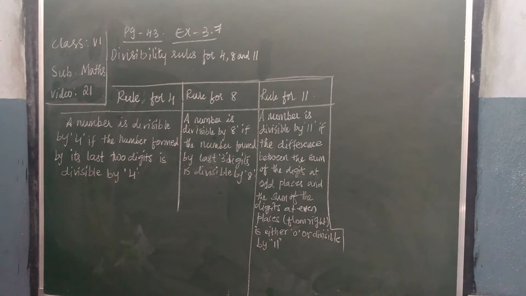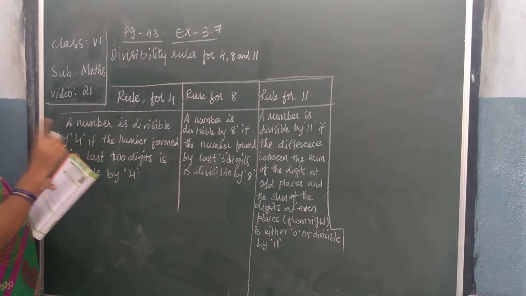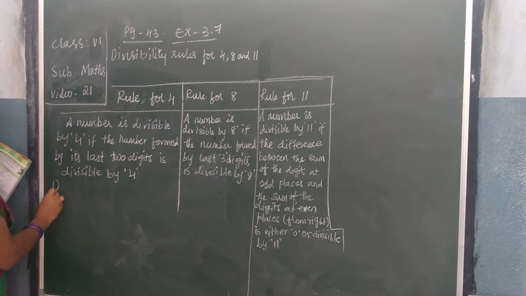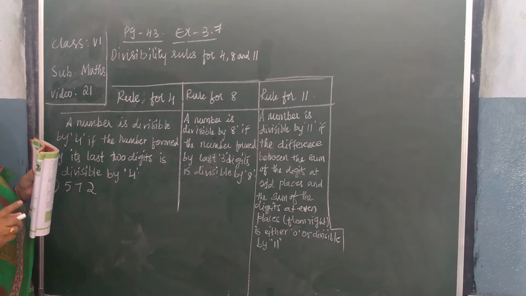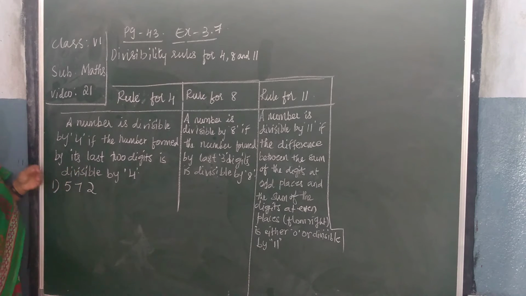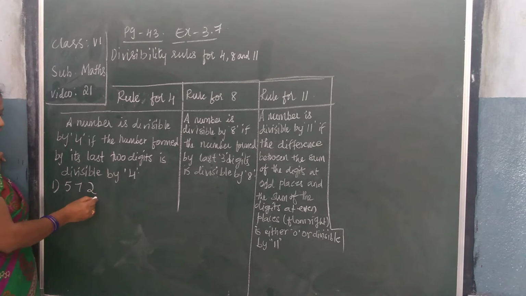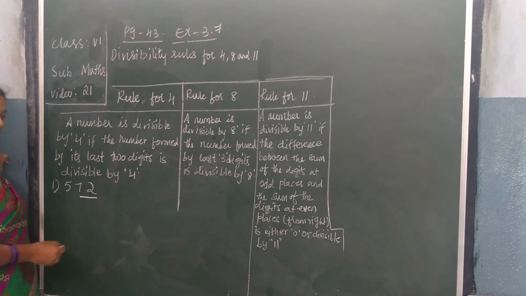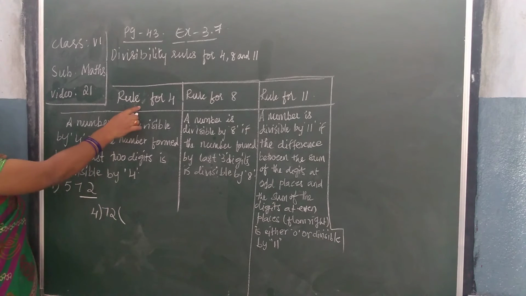Now, what is that one problem? It is 572. First problem is 572, from the exercise. After writing these rules, the first problem is 572, children. Once I explain a problem, it will be clear for you all. So now, what is the rule for 4? A number is divisible by 4 if the number formed by its last 2 digits is divisible by 4. Underline the last 2 digits. Now, this 72, you have to divide with 4. This is the divisibility rule for 4.